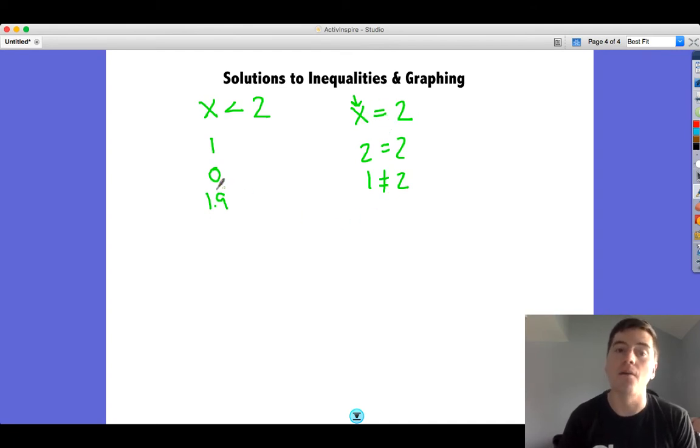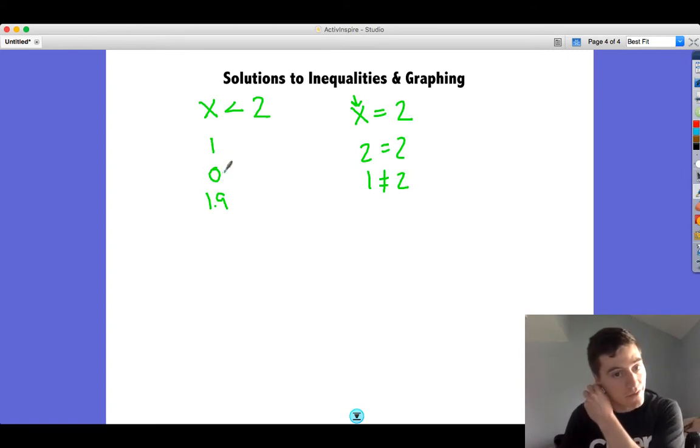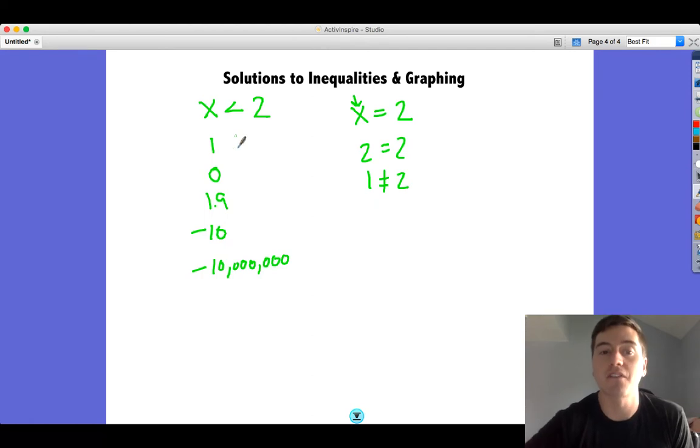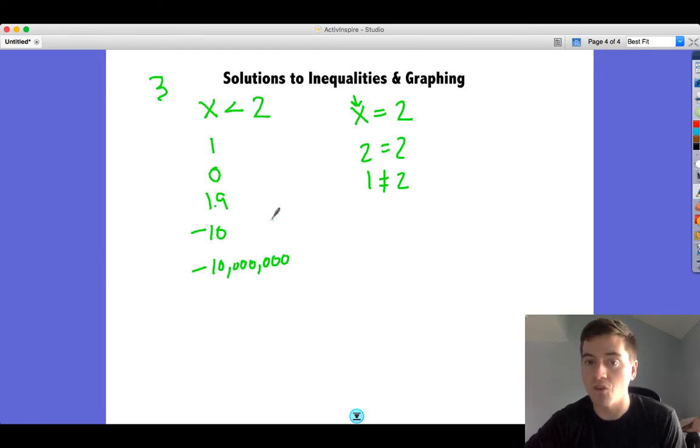All right. Versus this over here, we've got a whole set of solutions. We've got a solution set for this inequality where there's infinite solutions. So like we said, 1.9, 0, -10, -10 million, right? I mean, there's infinite solutions. Now, infinite solutions doesn't mean that everything's a solution, right? Because 3 is not a solution, because 3 is not less than 2. It just means that there are infinite things that are less than 2 that I could count as a solution here. So that's the biggest difference.